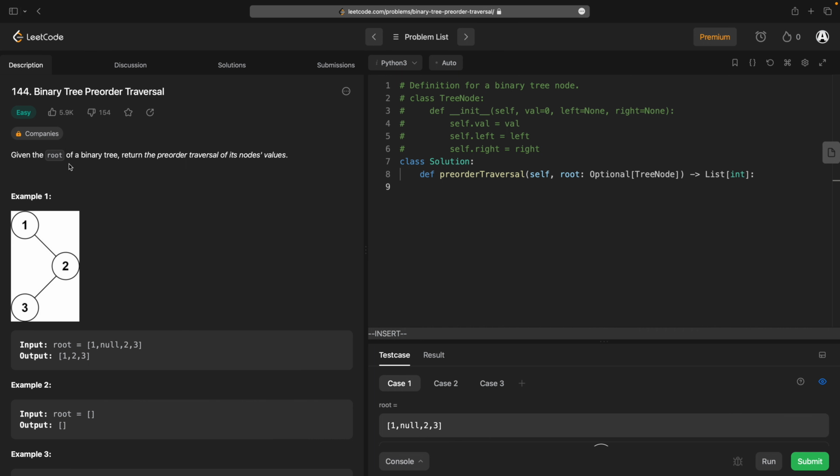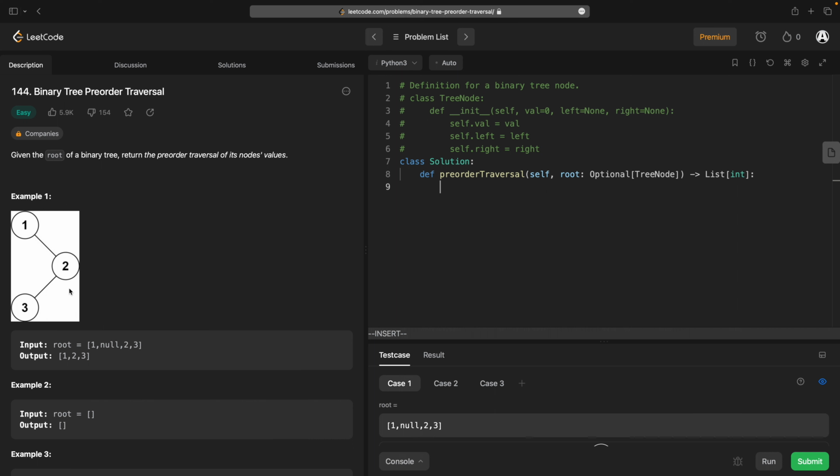Anyway, given the root of a binary tree, return the pre-order traversal of its nodes' values. So given this tree here, 1, 2, 3, we want to do a pre-order traversal. That means we're going to look at some node, then deal with the left, and then deal with the right. So we look at the 1, and we write down 1. Then we look at the left, and there's nothing to do.